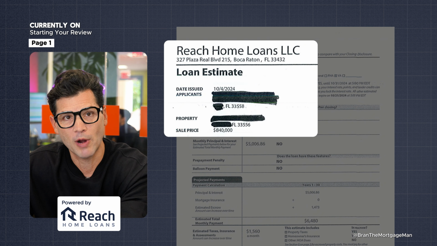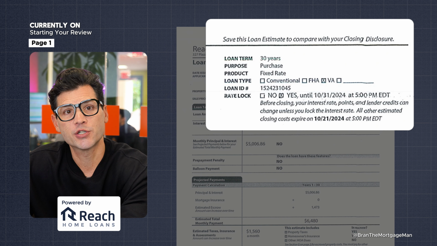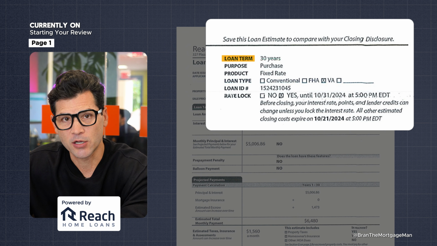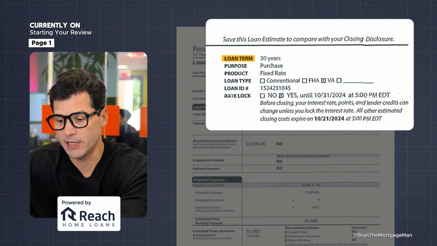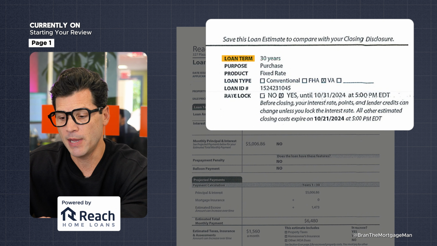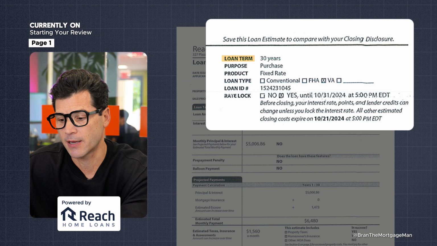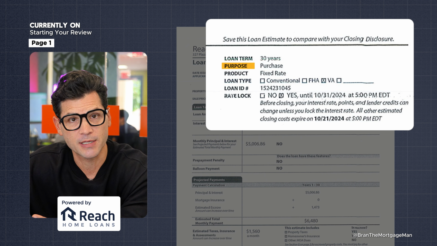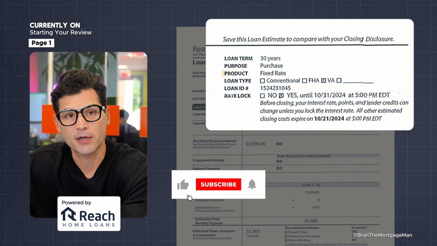Now, on top to the right, the loan term. Make sure the loan term listed is the type of loan that you've agreed to get. So in this case, it's a 30-year mortgage, but it may be a 20, it may be a 15. Make sure that matches what you're expecting. Next is the purpose. It's a purchase in this case. You're buying a property. Product, fixed rate.